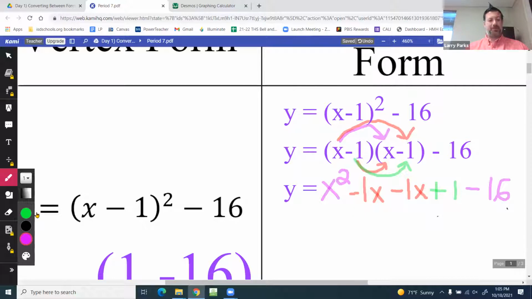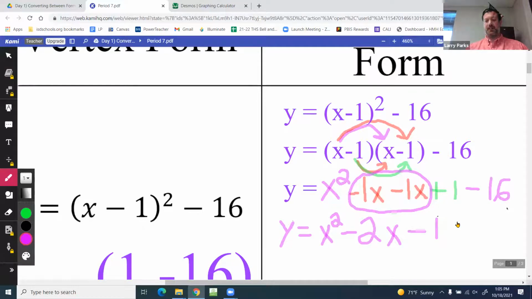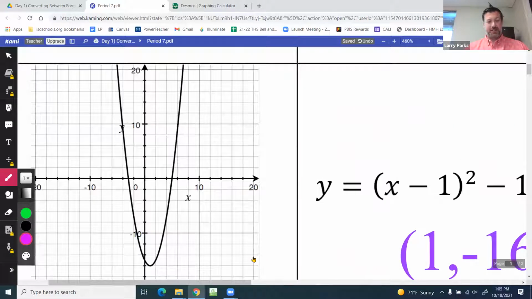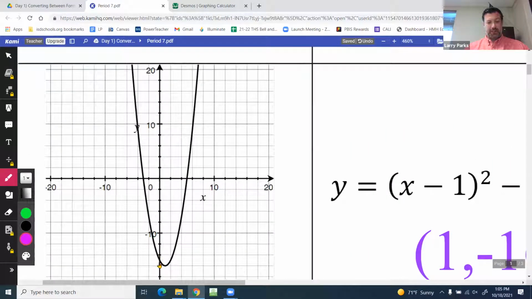Doing the math there, I get y equals x squared. These two terms, -1x and -1x, combine to make -2x. And then 1 minus 16 is minus 15. So what that means is my graph should have a y-intercept of negative 15. Let's go find out. So 10, 12, 14, 16, that appears to be negative 15.